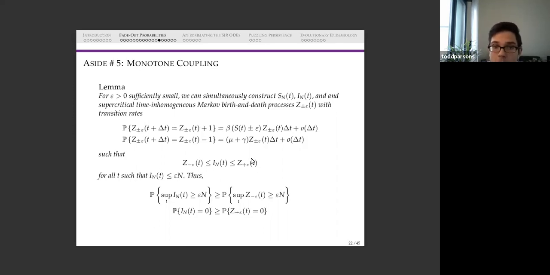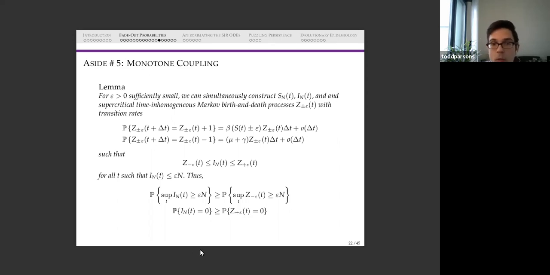Now, this statement is a pathwise statement. What I mean by that is that I'm imagining creating instances of each of these stochastic processes. For each instance of the stochastic process, I can generate one example of the lower branching process, one example of the infection process, and one example of the upper process, so you can simulate these. This relation is going to be true for all time for that instance, and I can construct these in such a way that it is true every time I do this.